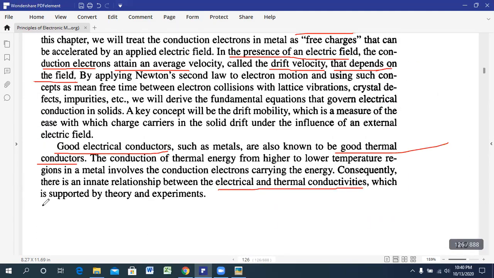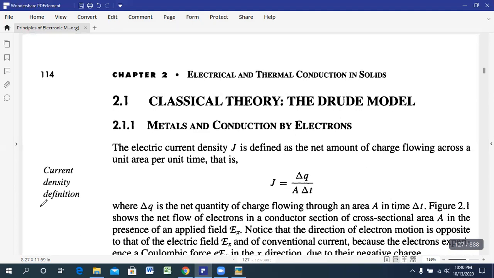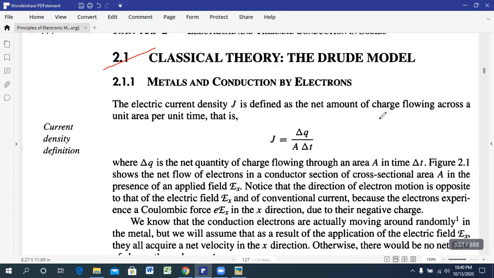Now, this one is a very introductory part of our class. That means the electrical conduction, which one is called electron, which one is known as drift velocity, which one is known as conductor, these sort of things. Now, we will go to our first topic. So, if you look at article number 2.1, the classical theory of the Drude model, right? So, we will start with the classical theory of the Drude model.